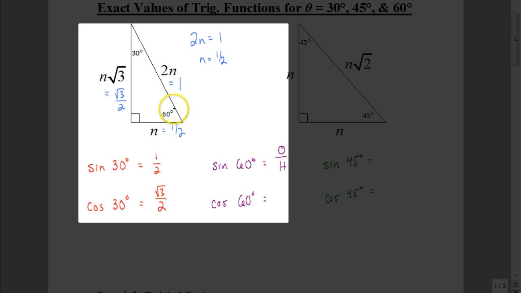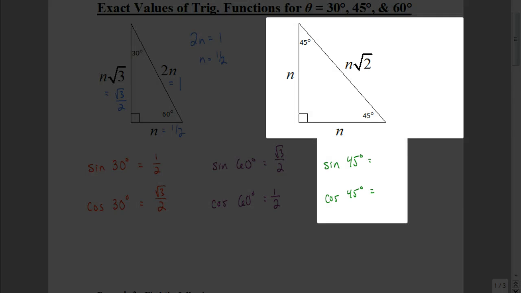Well, now, since I'm looking at my 60 degree angle down here, the opposite leg is the square root of 3 over 2. The hypotenuse is still 1, so when I take square root of 3 divided by 2 over 1, I get square root of 3 over 2. And the cosine of 60 degrees is going to be 1/2, because, again, the adjacent leg would be the side that's 1/2, and the hypotenuse would be 1, and 1/2 divided by 1 would just be 1/2. So that's how we find the sine and cosine of our 30 and 60 degree angles.